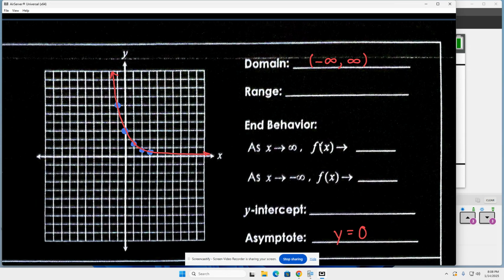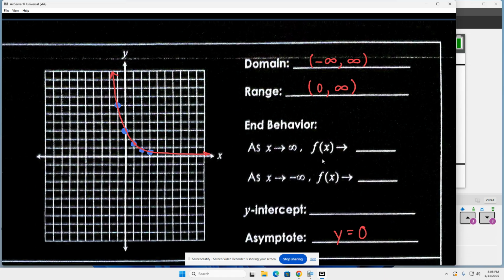Now range is limited. Why? Because it can't go below that asymptote. It's headed towards it, but it can never cross it. So my range can never go below 0. It goes towards it. Now, you can tell for y, it's going up forever. So it can approach positive infinity. It just can't go below 0.